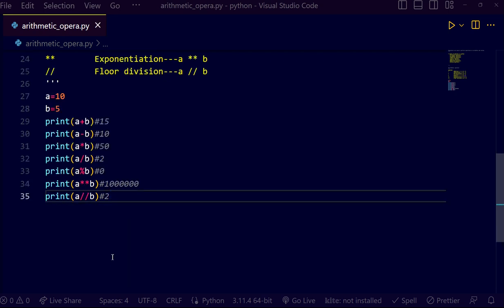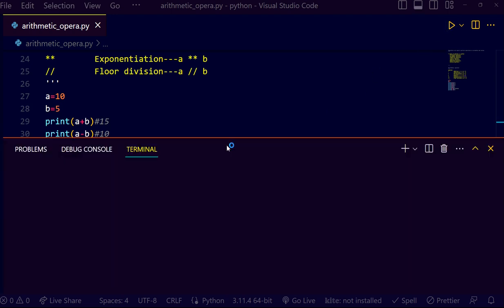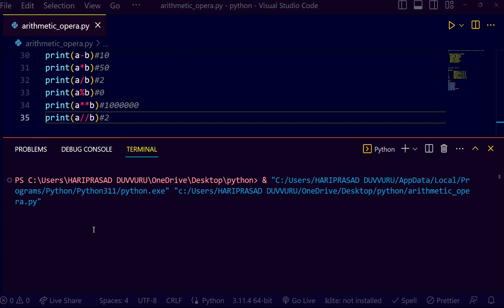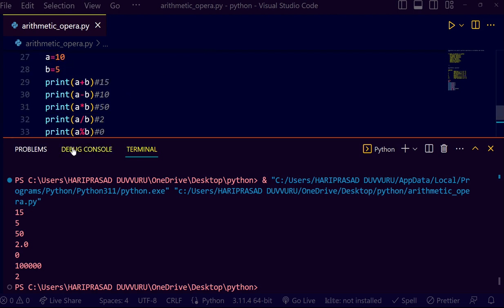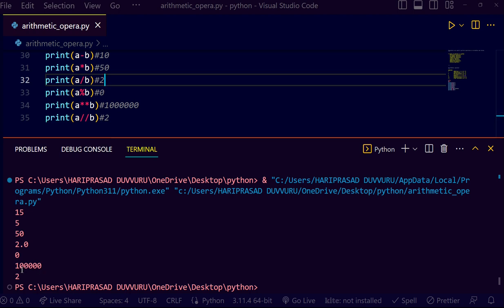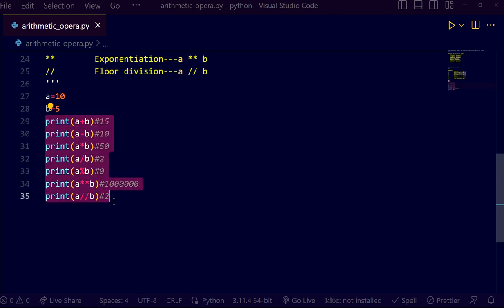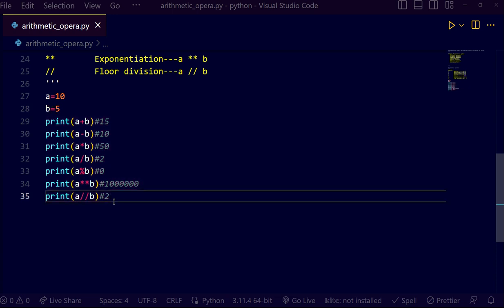Let us see the output. We get 15, 5, 50, okay, sorry, it's 2.0, then 0, 100000, and next 2. I think you understand these arithmetic operators. These are operators we use daily for common purposes, and they are used with numerical values to perform common mathematical operations.